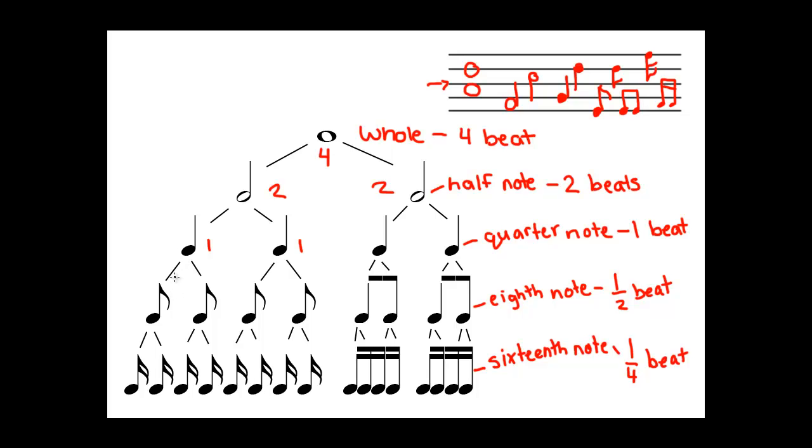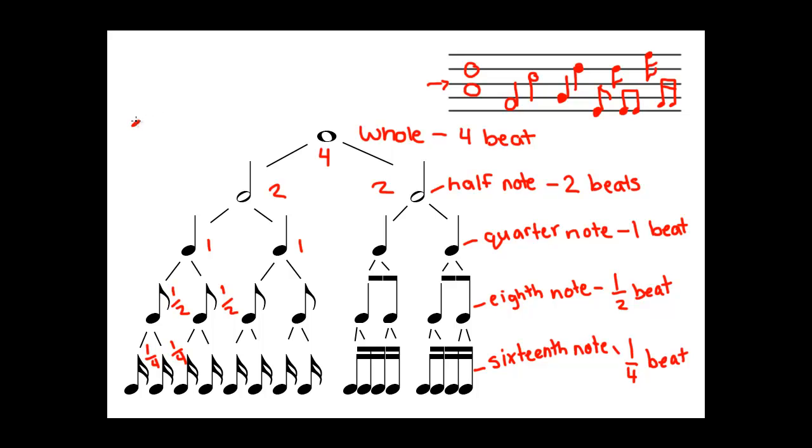2 eighth notes is going to equal 1 quarter note, right? If each eighth note is worth half a beat, half plus a half equals 1. And 2 16th notes will equal 1 eighth note. A quarter plus a quarter equals a half. So let's take a look at one example of a simple addition rhythm problem.